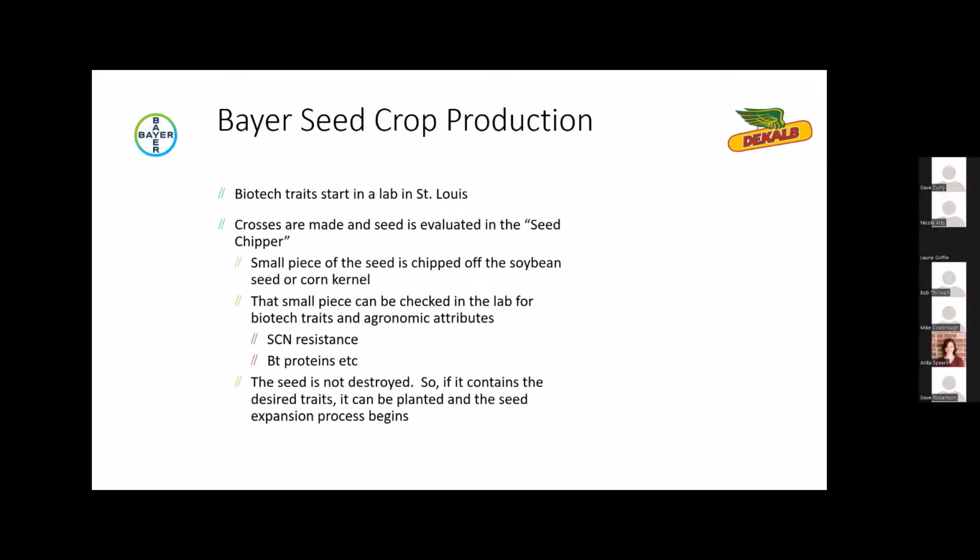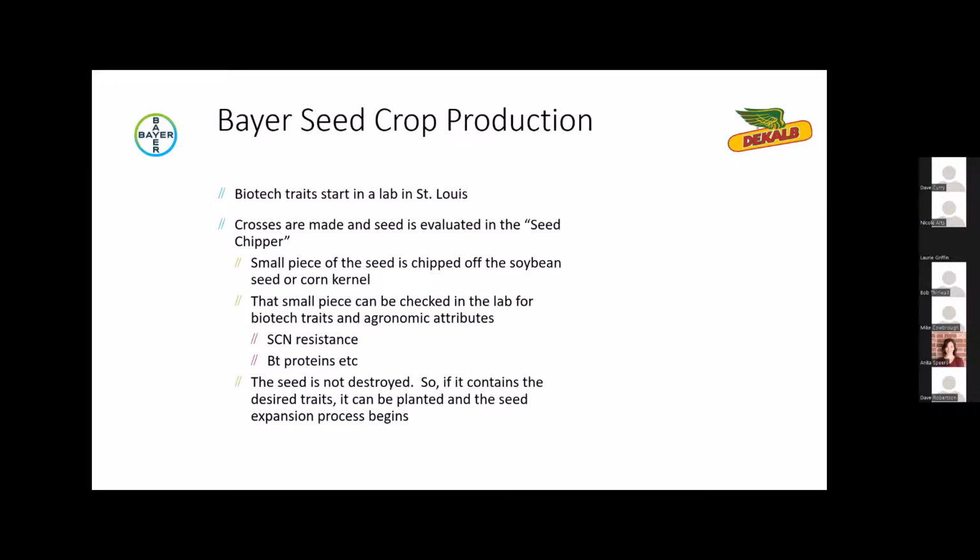And one of the cool technologies that was developed about 10 or maybe 15 years ago was a machine called the seed chipper. I've got a couple of pictures here I wanted to show you. It takes a small piece of that seed, either corn or soybean, a little piece out of that kernel, and that small piece can be checked in the lab for biotech traits or agronomic attributes that we're looking for in those specific crosses.